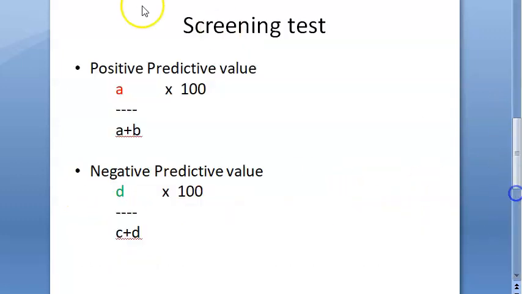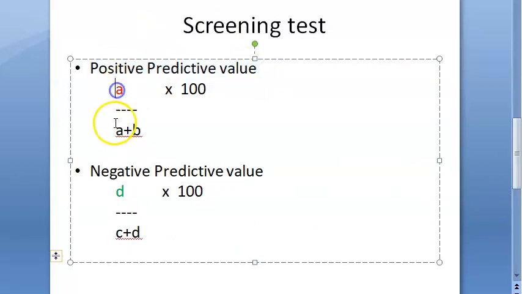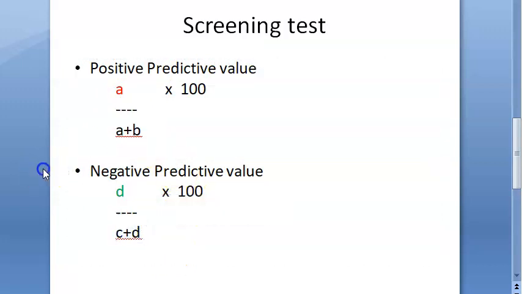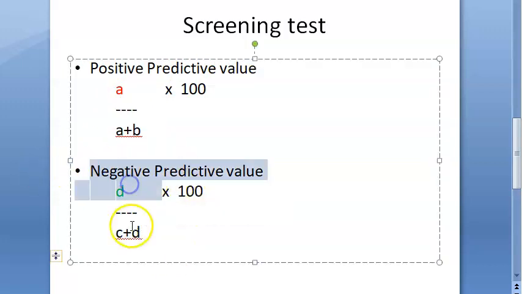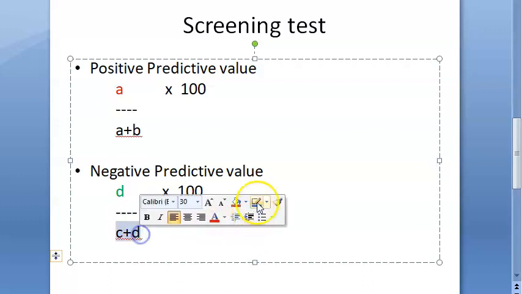Let us look at this positive predictive value. It is A divided by A plus B into 100. A plus B is everybody who got positive, right? Positive predictive value is A divided by all the people who got positive into 100. So the true positives divided by total positives into 100. Similarly, negative predictive value is true negative divided by total negative into 100.